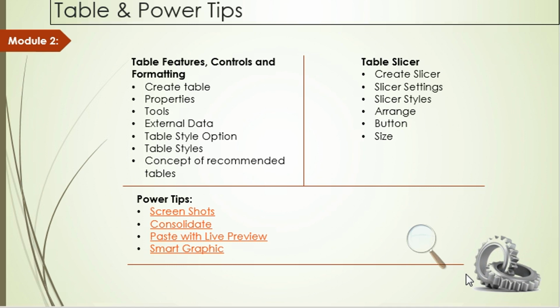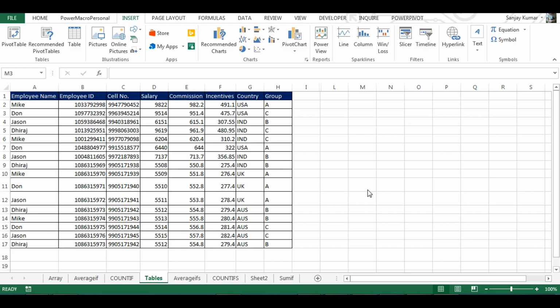And right now we are in the fourth chapter of module 2 where we will be learning the fundamentals of tables and some power tips. So in this chapter we're going to learn how to create tables, what their properties and tools are, external data and so on. So here I have opened Excel 2013 and now let's see what the fundamentals of a table are.